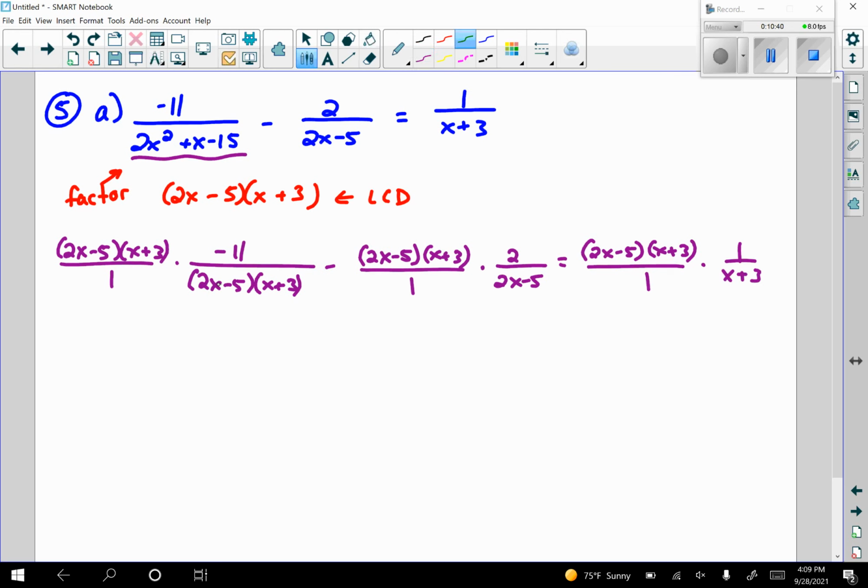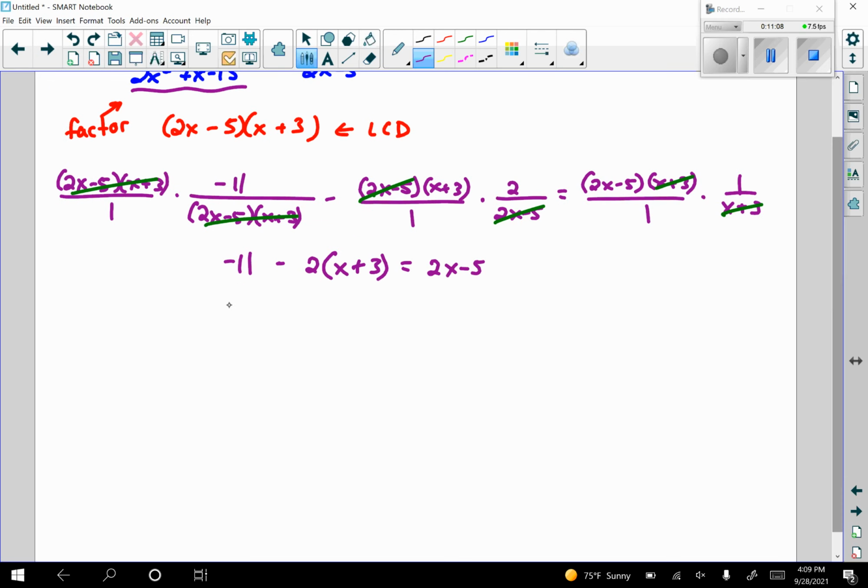All right, so because this denominator has both of them, they just cross out, and over here I'm left with negative 11. Over here, this 2x minus 5 will cross out with this one. I'll write the 2 first. I'm left with 2 times the quantity x plus 3. And then over here, the x plus 3's cross out, so I am left with, that should only be a minus sign there, 2x minus 5.